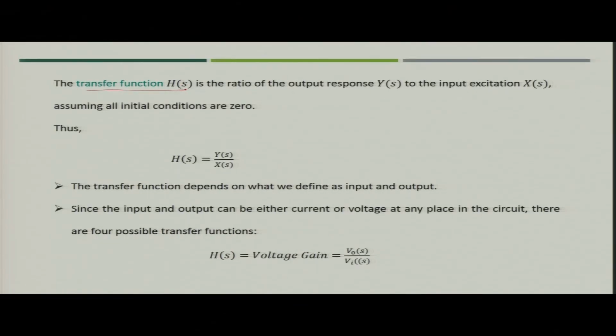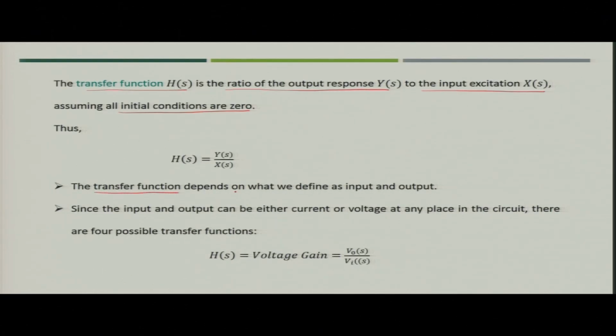So, how do we define the transfer function? We generally call it H(s), which is nothing but the ratio of output response to the input excitation with all initial conditions as 0. So, you can represent the transfer function H(s) as Y(s), the output response, divided by the input excitation, that is X(s).